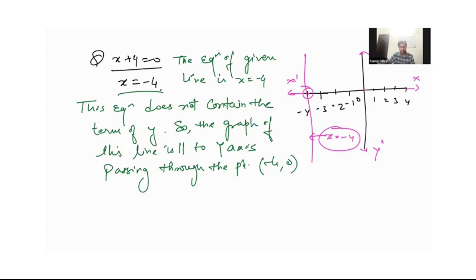Since the x value is minus 4, if it is x equals minus 3, then we will draw a line like this, x equals minus 3, this straight line. Okay, so if we have only the x value, then this line will pass through the x-axis, parallel to the y-axis. Now let's see another example. If only the y value is given, then what will be the graph of that function?